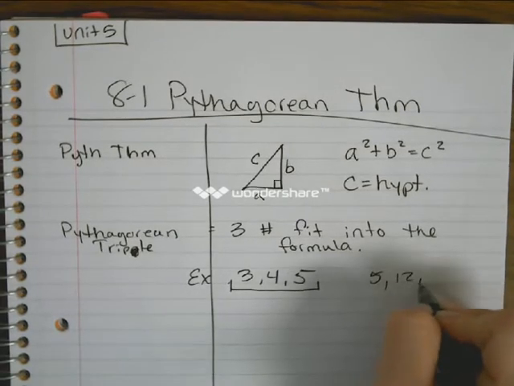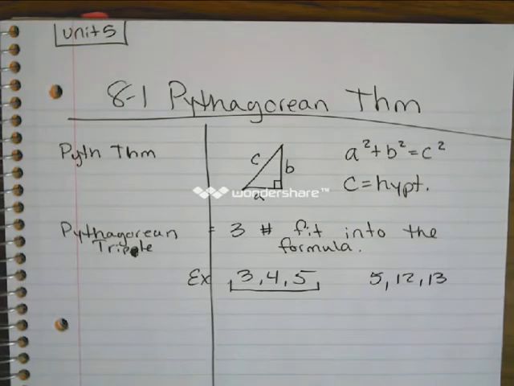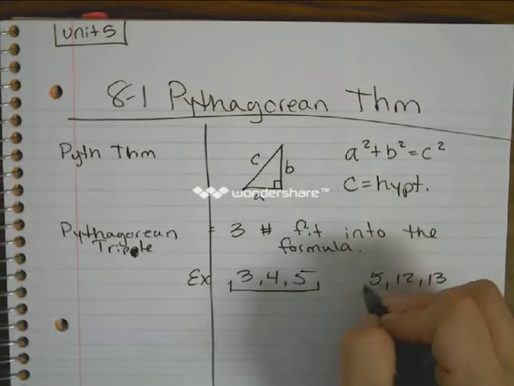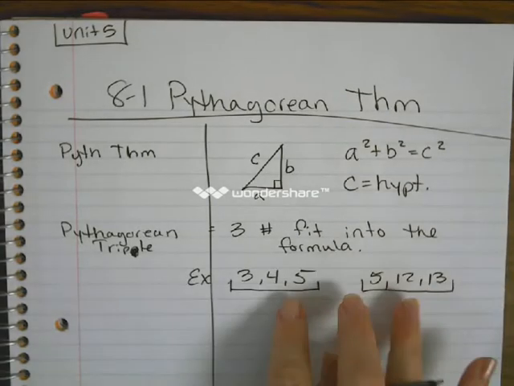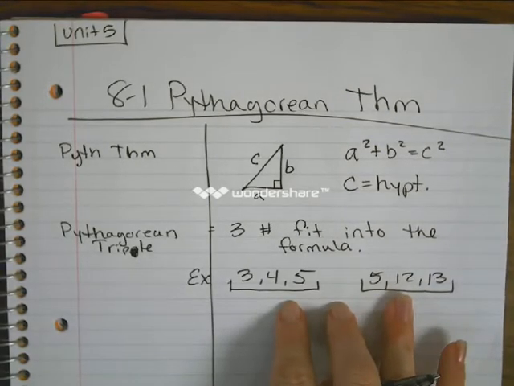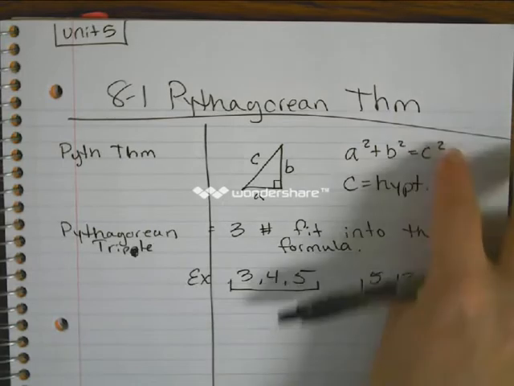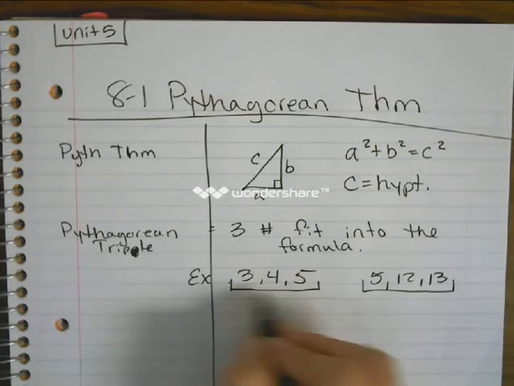You'll see that one often as well. And then there's more, but I'm just going to give you those two. These are the two most common Pythagorean triples you'll see. So if you can memorize them, then it'll save you from having to use the formula. Also, any multiples of these work.